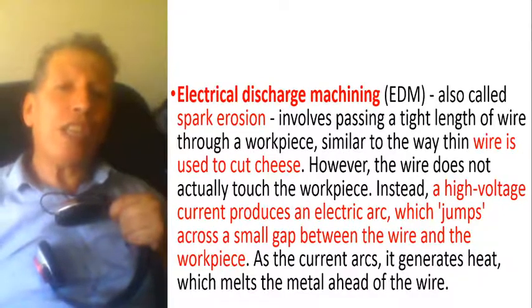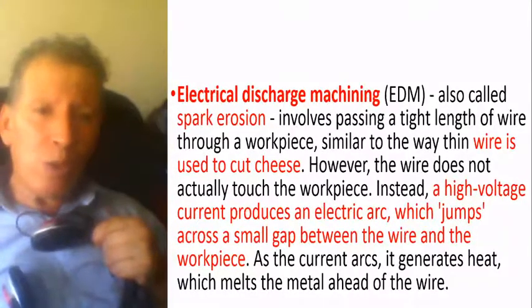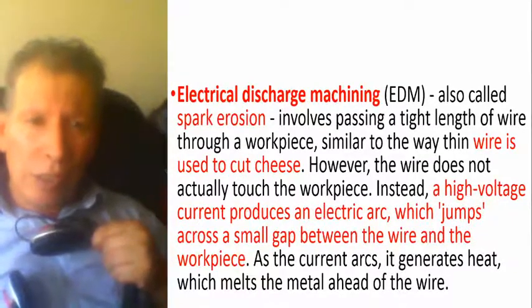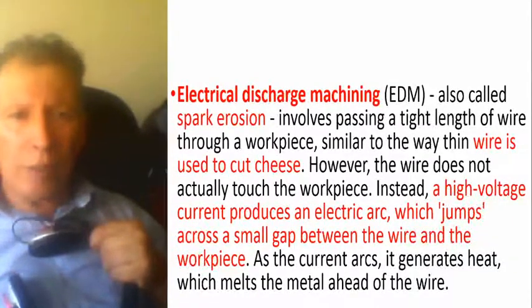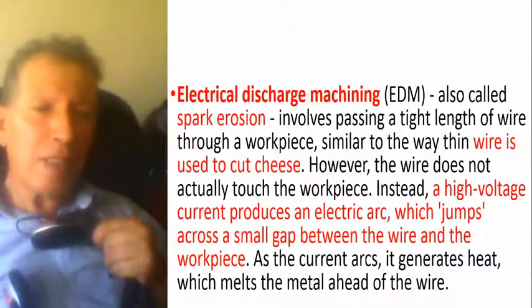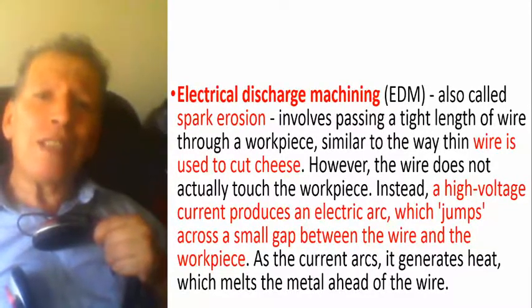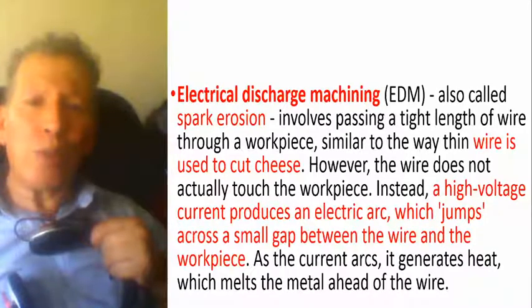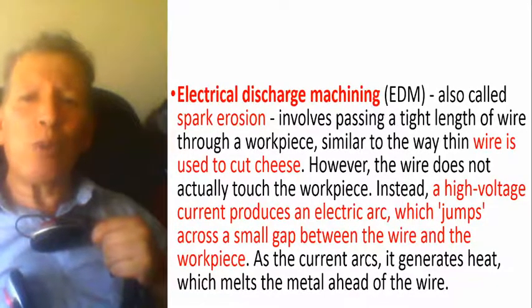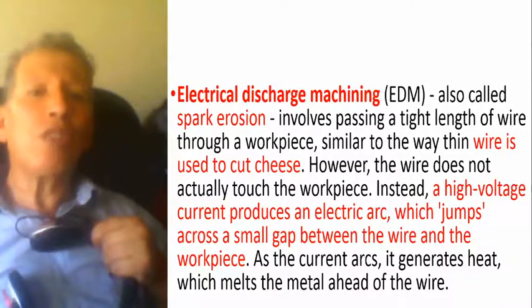Electrical discharge machining, as you can see, EDM. So we can use electricity in an electrical discharge to cut pieces of metal. It is also called spark erosion. So there is a spark, an electrical spark, c'est l'étincelle, l'érosion par étincelle. It involves passing a tight length of wire through a workpiece, similar to the way thin wire is used to cut cheese.